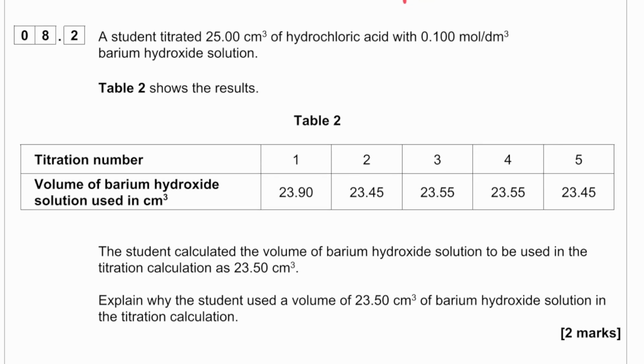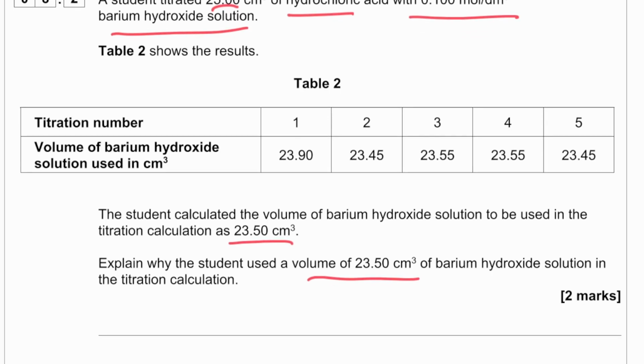8.2, a student titrated 25 cm³ of hydrochloric acid with a 0.1 mol dm⁻³ barium hydroxide solution. And we're given a table here. The student calculated the volume of barium hydroxide solution to be used in the titration calculation as 23.5 cm³. Explain why the student used a volume of 23.5 cm³ in their titration calculation. Basically, where did that number come from?